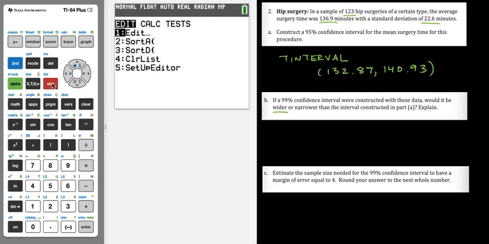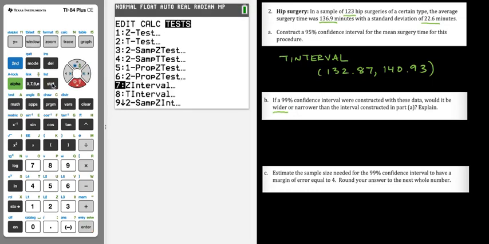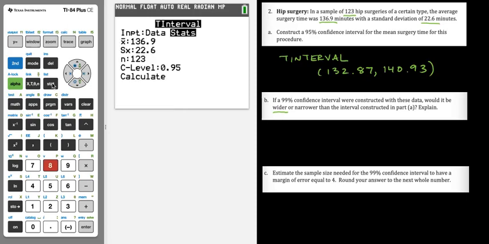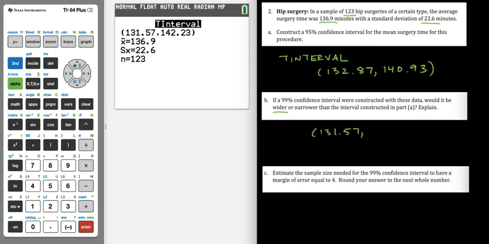So let's go back into stat tests, and I'm going to go down to t-interval, and I'm just going to change my confidence level to 0.99, and you calculate, and you can see this time your interval changes to 131.57 up to 142.23. So this is the confirmation that goes along with our thinking, right? So we were thinking that the interval is going to get wider, and now it's confirmed by the calculator. So the answer to this question would be our confidence interval would be wider.